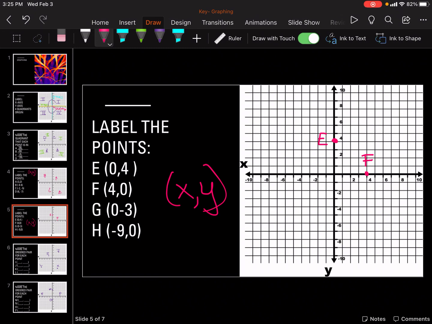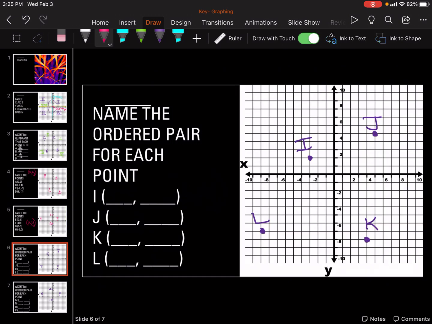0, -3 is going to be down here. We didn't go left or right. We went down, and that is G, -3. And then -9, 0 is all the way over here, and that is going to be H on the X-axis. So now let's go the other way and practice our ordering. Again, it's got to be X, comma, Y.